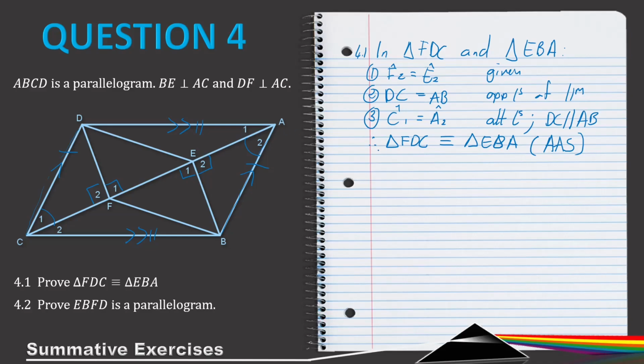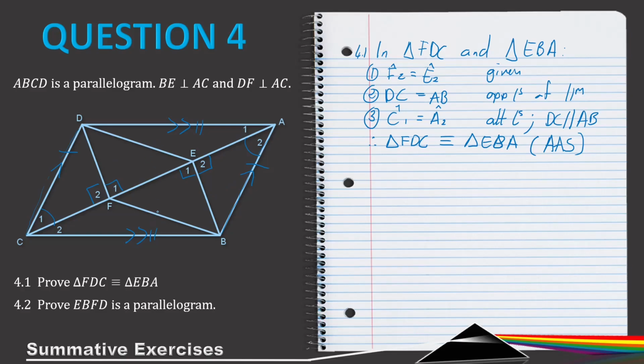Now for 4.2, prove that EBFD is a parallelogram. So like we've done earlier, go through the things that you are able to prove, or which one are you going to use. And from this point, we immediately know that DF is equal to EB because of proving these two triangles congruent. We can then deduce that these two sides will also be equal. Now, can we prove that these two sides are equal?